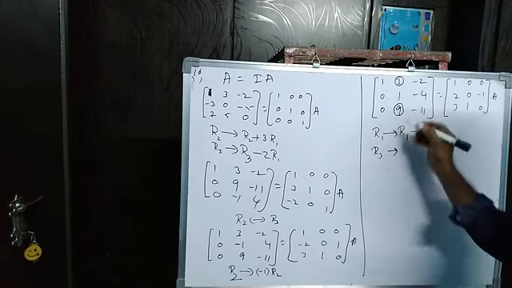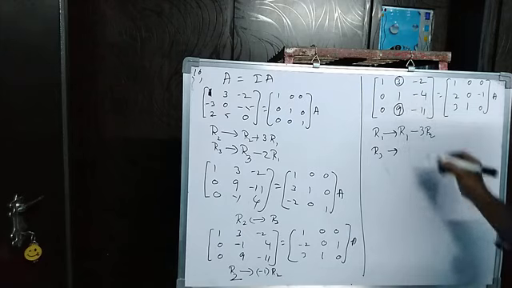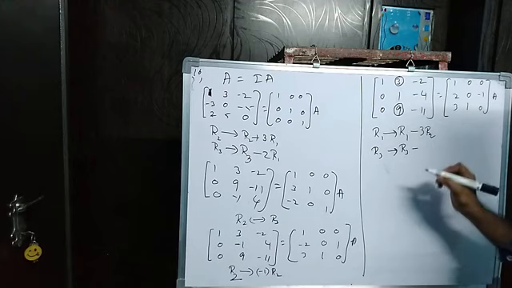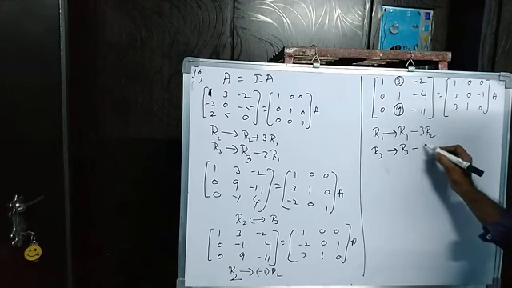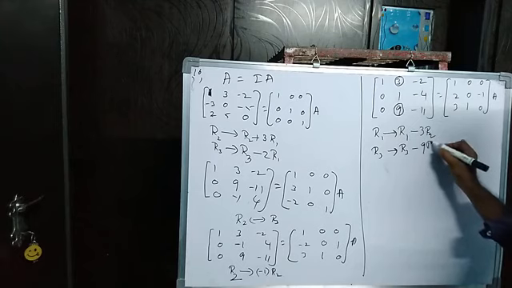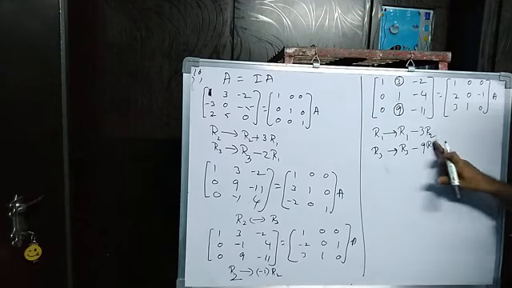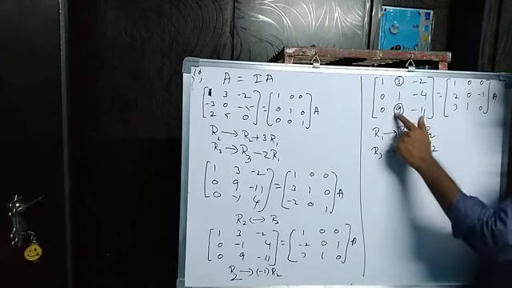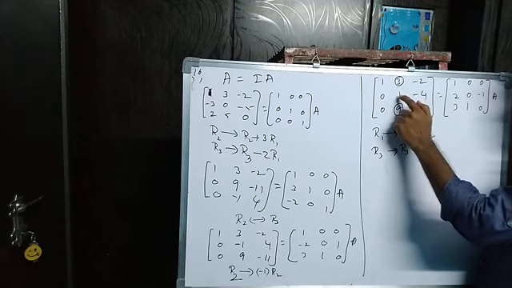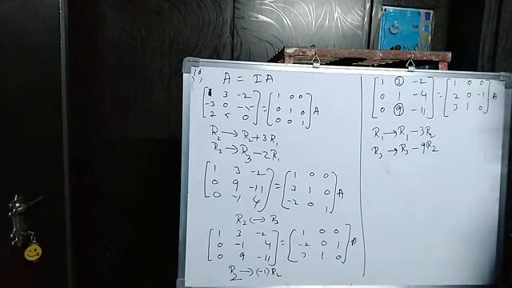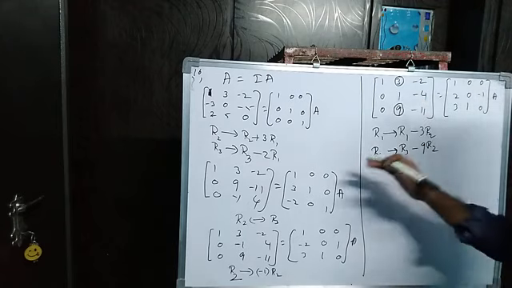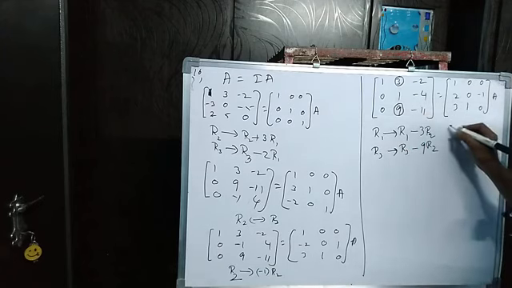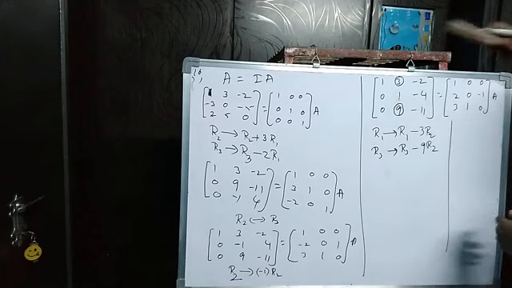Next R3. R3 changes, 9 is there. When will 9 become 0? R3 changes to 9 minus. 9 minus means 9 where it is, R3. R3 minus 9 into R2. R3 means 9. 9 minus 9 into R2. Multiply by 9 here, 9. 9 minus 9 is 0. Will you get or not? Right. Understand carefully. Okay. To understand this one it takes time, but very easy. Whenever you understand it is very easy. Just understand yourself.